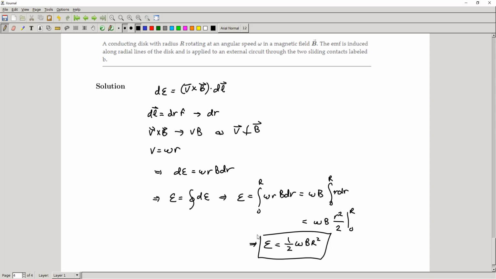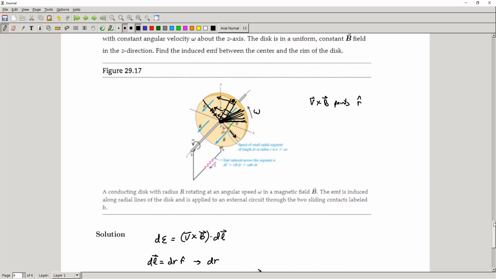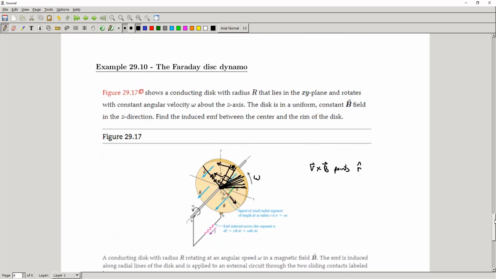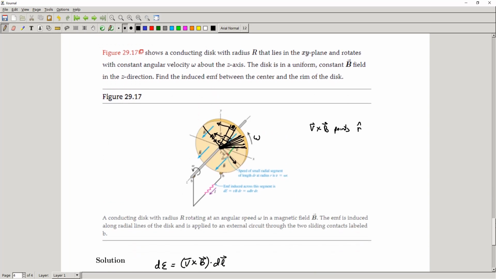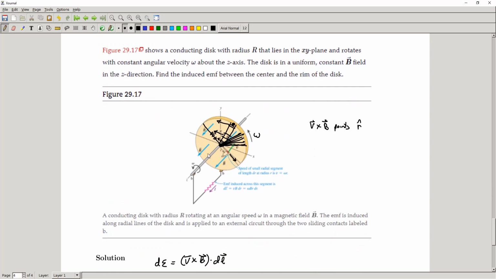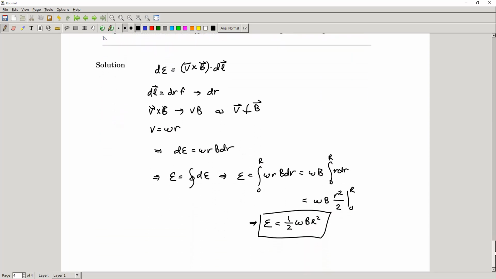Okay, and so that is our motional EMF for this disk, basically this Faraday disk dynamo. And you could really use this dynamo if you had the proper setup to drive some sort of current through a circuit, right? Okay, so I will leave this section here, and I will see you guys in the next one.